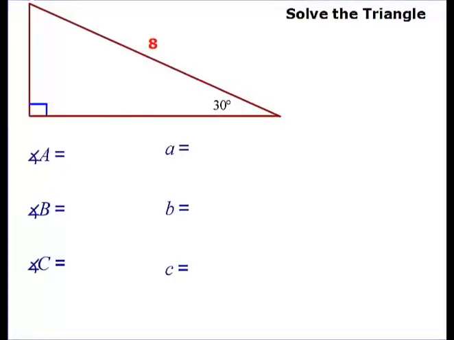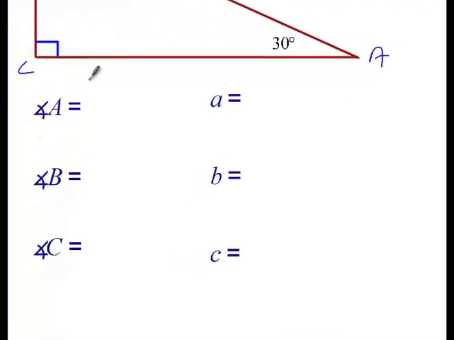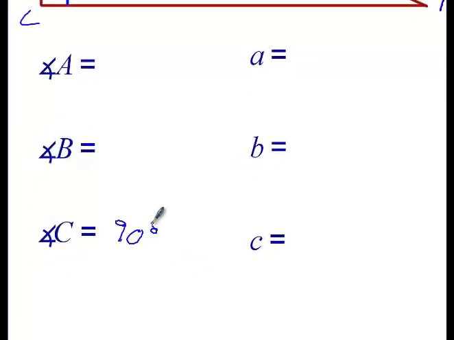So I think this is where we left off yesterday. If you notice, I changed the directions a little bit. I want to actually solve the triangle, so find all three angles and all three sides. Angle C is 90 degrees. Angle A is 30 degrees, because that's what I named it as.